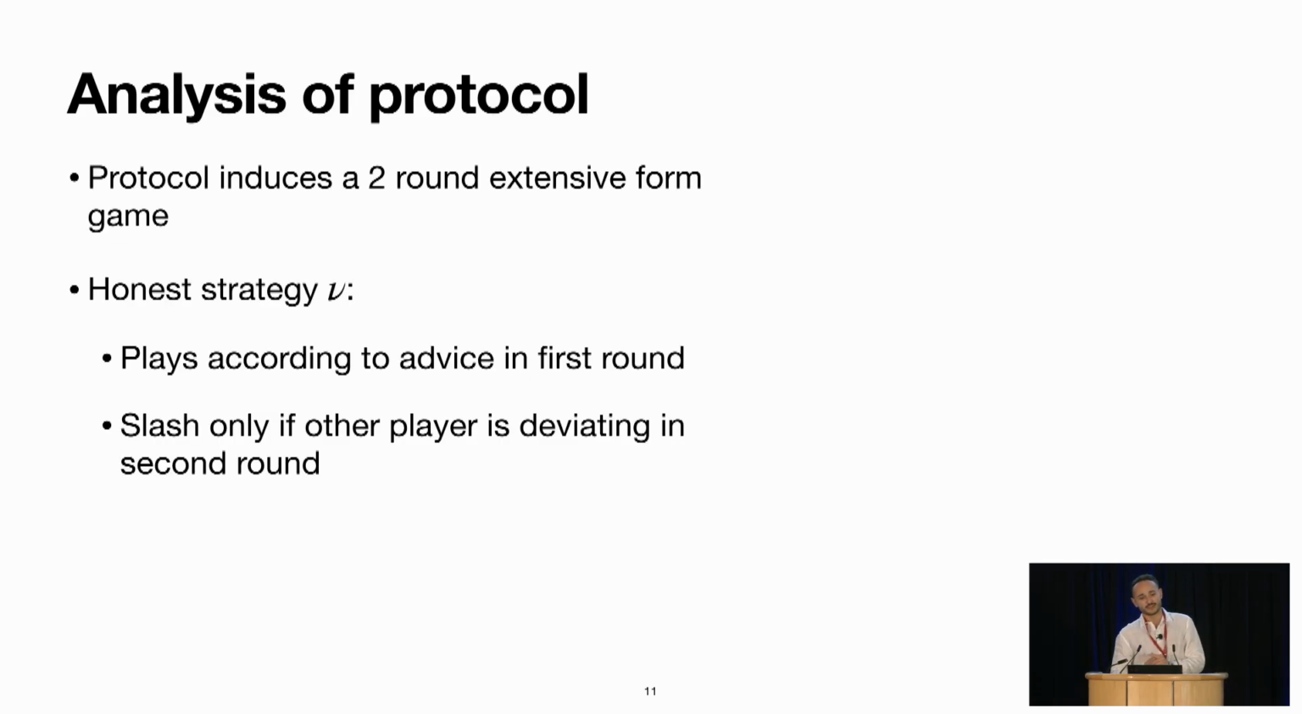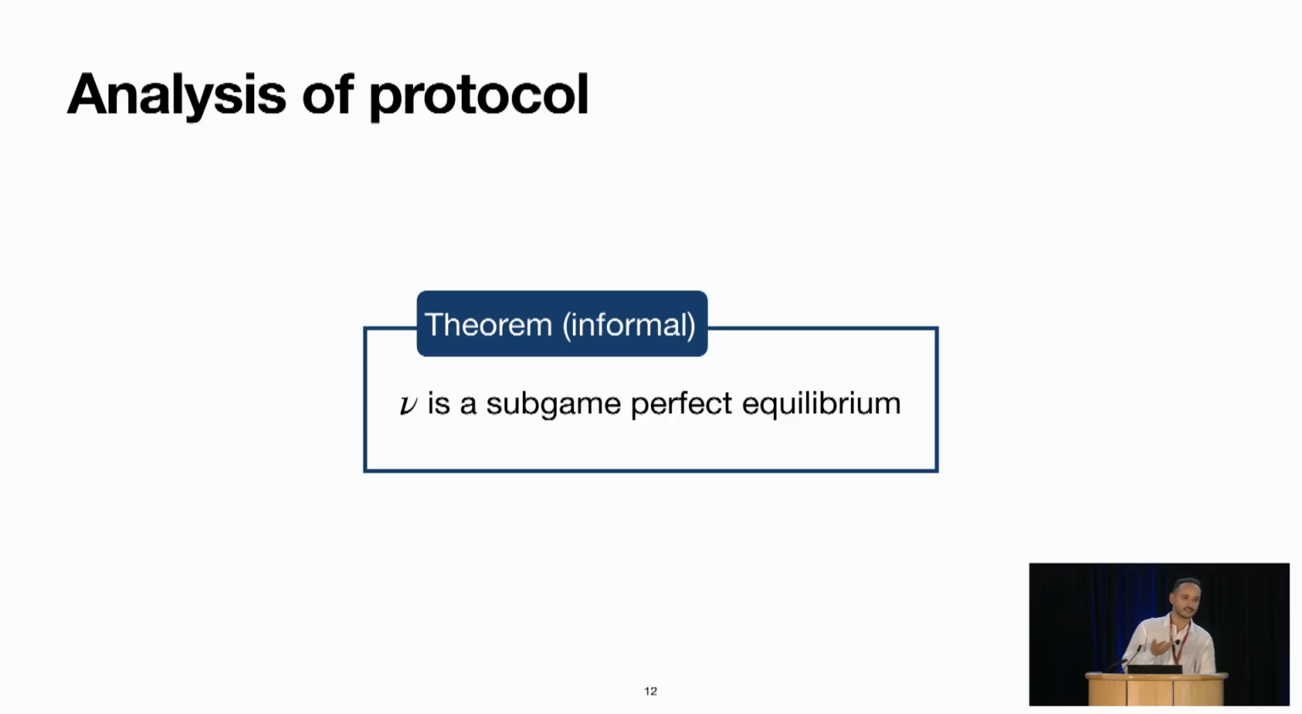Now, this protocol induces a 2-round extensive form game. Consider this strategy nu, where you have a player that plays according to the advice in the first round. And then this player slashes only if the other player is deviating in the second round. So the bit is actually correctly confirming what the other has done. It turns out that the authors proved that nu is a subgame perfect equilibrium. That means that there is no incentive to deviate from the advice.